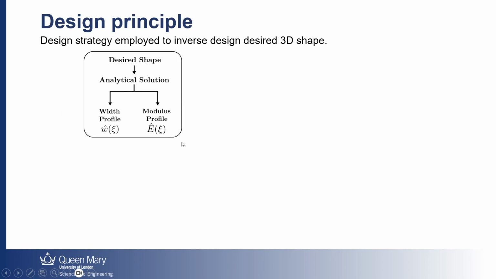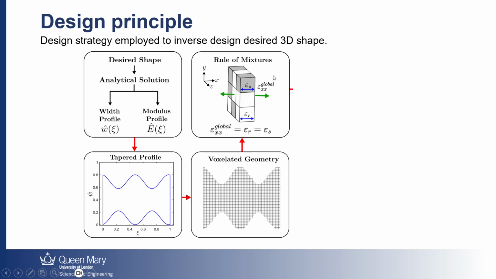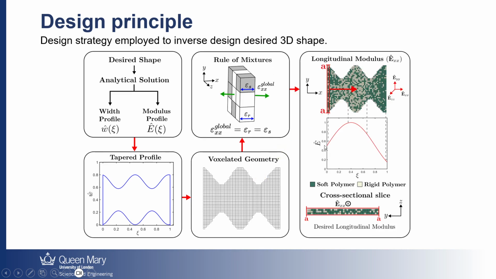Our design principles involve several steps. Firstly, we have a design shape, and then we can use the analytical solutions to derive the width profile and the modulus profile. And as we can see, if this is the tapered profile, we can then voxelate the geometry and use the rule of mixtures to achieve a certain modulus grading as shown in these red curves. At each cross section, as you can see from the cross-sectional view, there is a random distribution of two materials to achieve the desired longitudinal modulus.